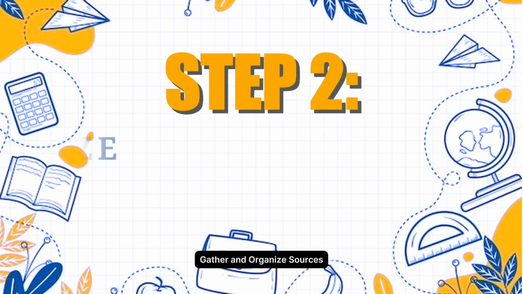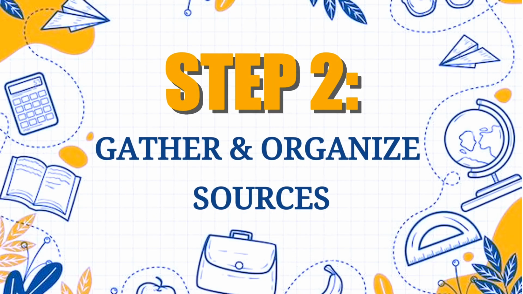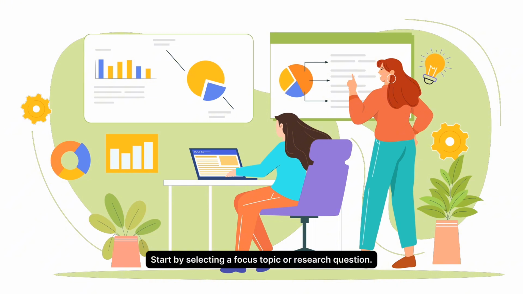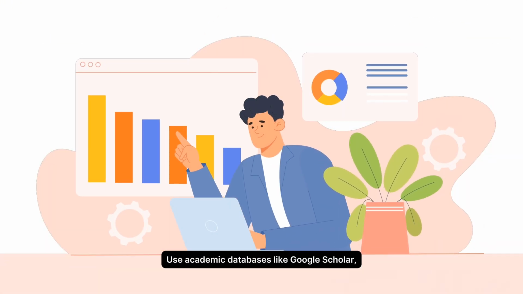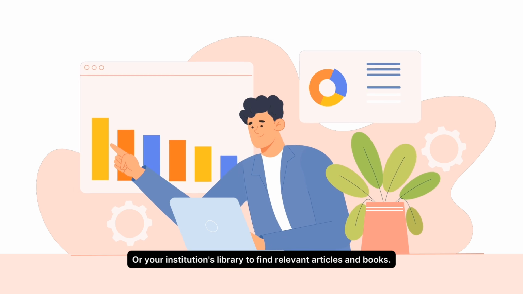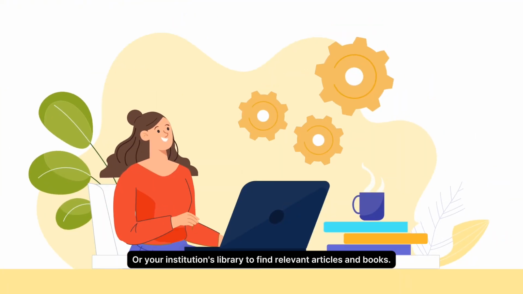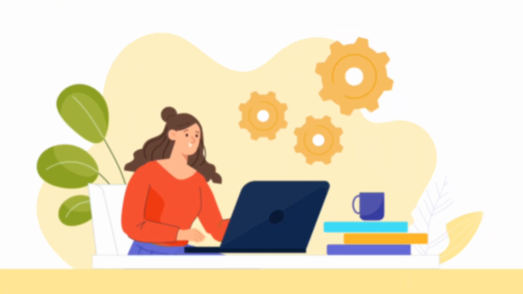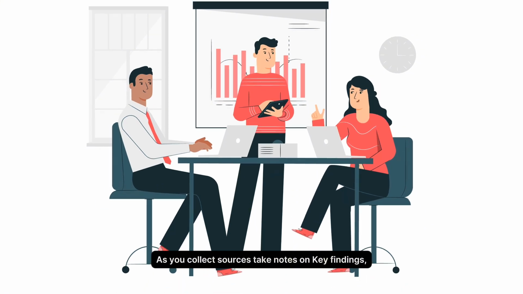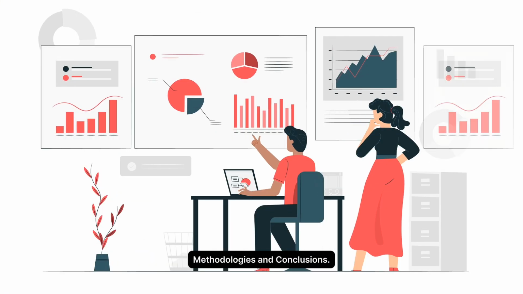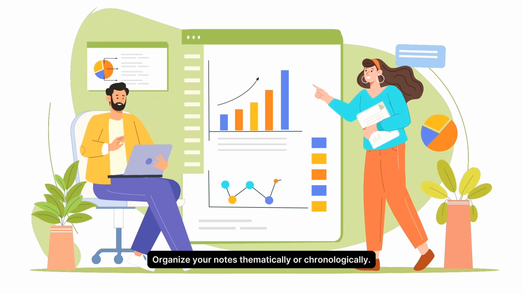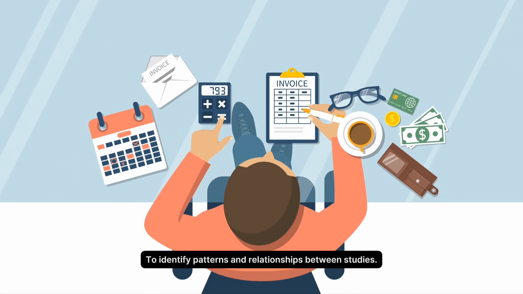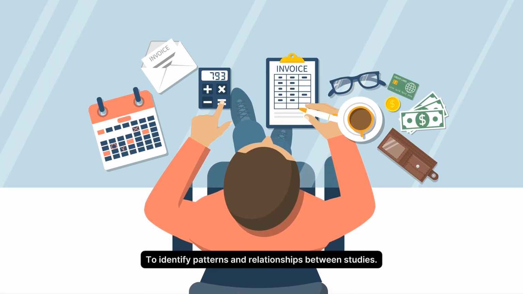Step 2. Gather and organize sources. Start by selecting a focused topic or research question. Use academic databases like Google Scholar, JSTOR, or your institution's library to find relevant articles and books. As you collect sources, take notes on key findings, methodologies, and conclusions. Organize your notes thematically or chronologically to identify patterns and relationships between studies.